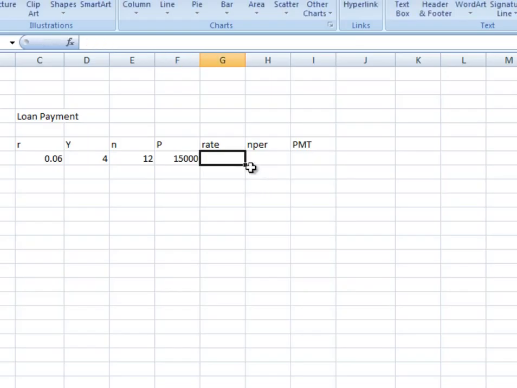Now, the rate that it wants, the periodic rate, has to be equal to R divided by N. Now, you could have done that manually and just put in 0.05. That's fine. Number of periods is N times Y. Gives us, there are going to be 48 payments that we're making. So here we're going to set equals. And for the loan formula, we don't use the FV. We don't have a savings account that's getting this. We want to find out what our payment is.